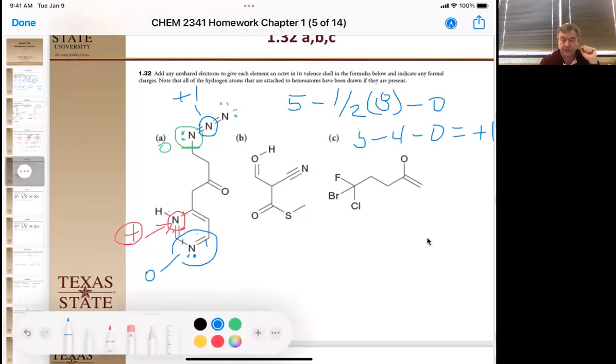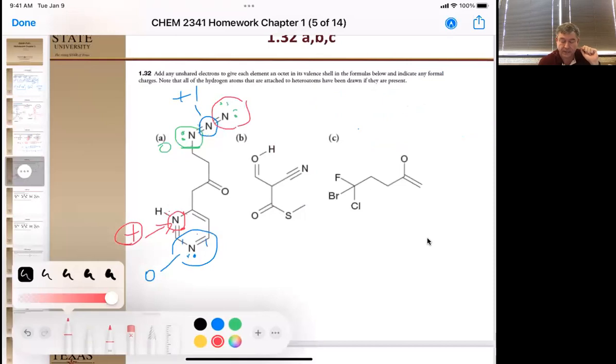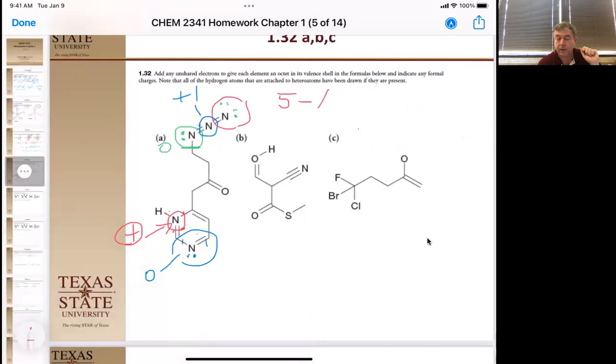Okay, so let's do this last one here. We're going to do that same calculation. We have 5 minus 1/2 of 1, 2 bonds. So that's only 4 electrons there, minus 4 more electrons for the unshared ones. So we have 5 minus 1/2 of 4, which is 2. 5 minus 2 minus 4 is equal to -1. So the charge on this nitrogen is -1.